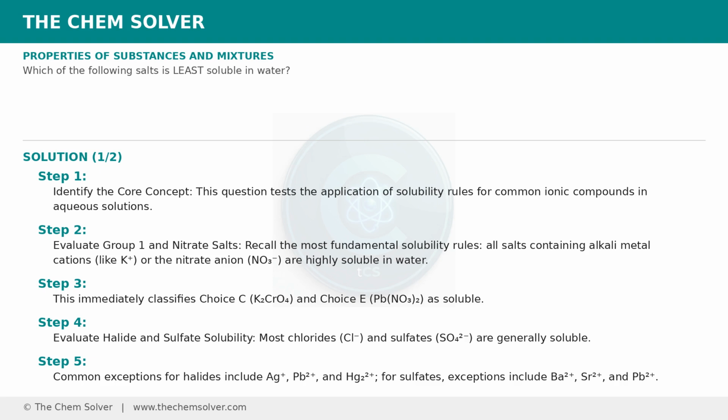Evaluate halide and sulfate solubility. Most chlorides, Cl⁻, and sulfates, SO₄²⁻, are generally soluble. Common exceptions for halides include Ag⁺, Pb²⁺, and Hg₂²⁺. For sulfates, exceptions include Ba²⁺, Sr²⁺, and Pb²⁺.